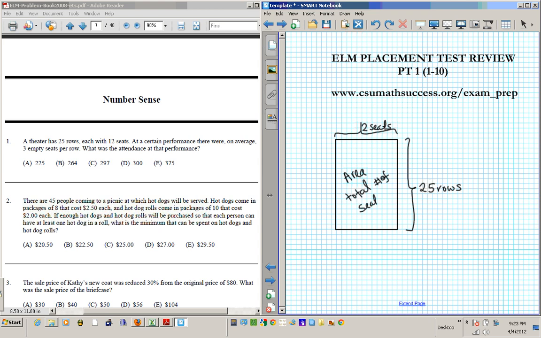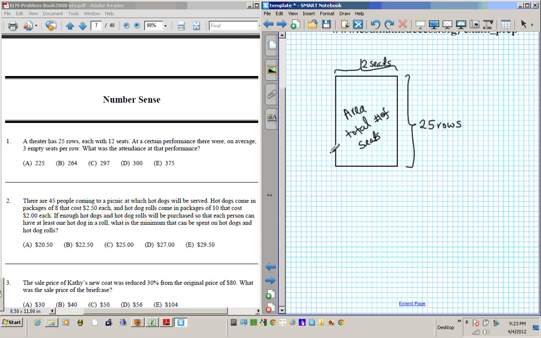Alright, so if we want to calculate the total number of seats, this is number 1. The total number of seats is simply going to be 12 multiplied by 25, right? If we multiply 12 by 25, that will give us 300, so there are a total of 300 seats. But we have a situation here.